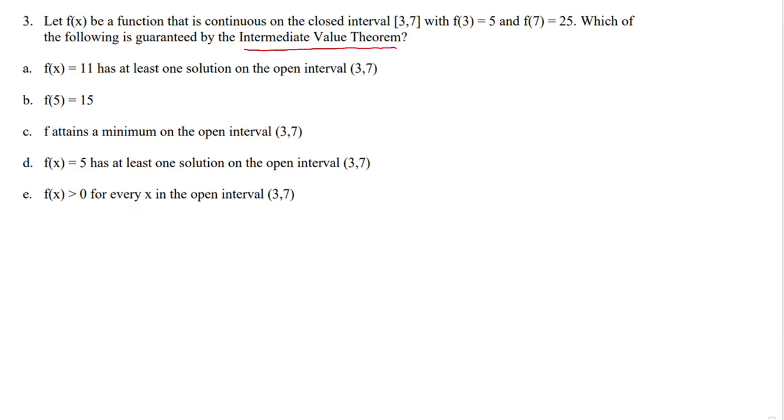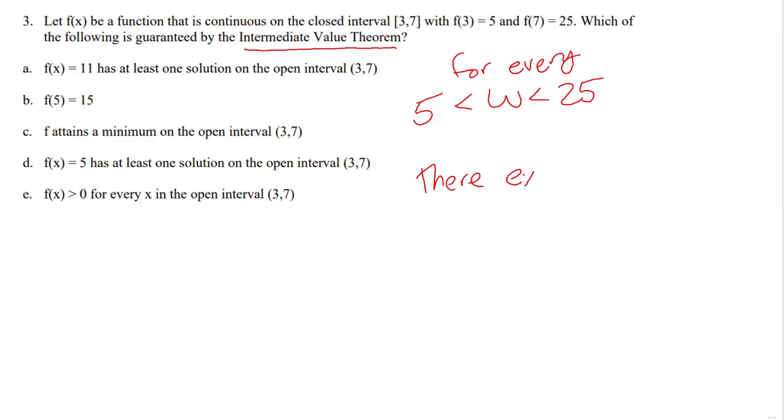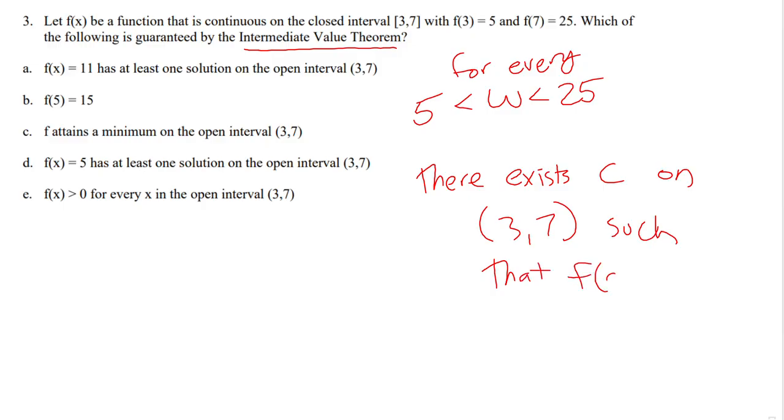Well, the only thing guaranteed by the intermediate value theorem is that for every w between 25 and 5, for every single one of these, for every w on that interval, there exists a c on the interval 3 to 7 such that f of c is equal to w. That's what the intermediate value theorem says.